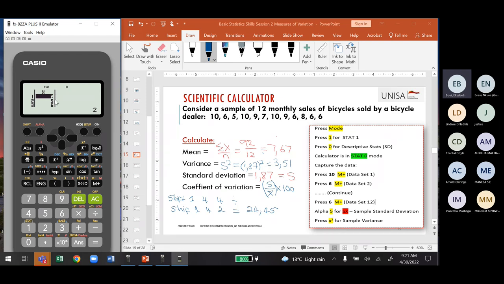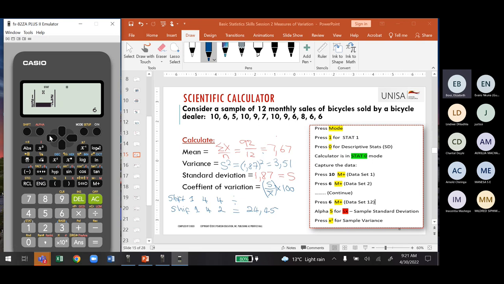And if, for example, number 5 is the one that is wrong, you just use your arrow to go to number 5, change it and put the correct value for number 5, and press equal, and it will replace that old value with the new value.